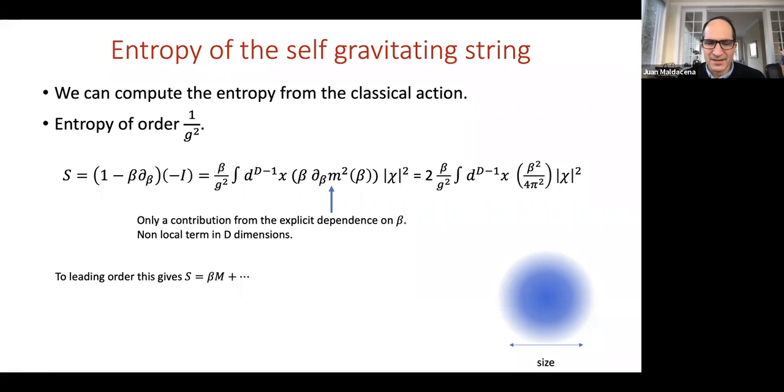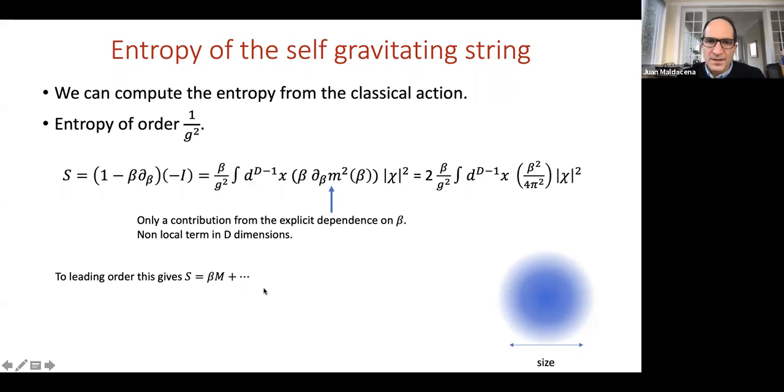And so you get some expression for the entropy, which is of order 1 over g squared, so some classical expression. And if you evaluate it, you find that to leading order it gives S proportional to M. Actually, this should be beta H. So S proportional to M with the same beta H coefficient. And there is some correction here that can be computed.